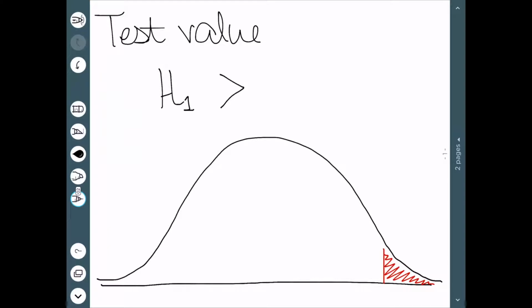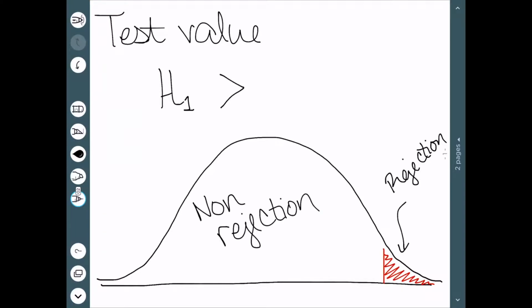And essentially what we're going to do is see if our test value, once we know how to calculate it, is in my non-shaded region or my shaded region. And that's going to tell me which one I should accept. My white region, my non-shaded region, is called the non-rejection region, and my red region or the shaded region is called the rejection region. And I'll talk about exactly what we are rejecting here in just a second. But essentially, this is what we want to know. Is our test value in the non-rejection or the rejection region?